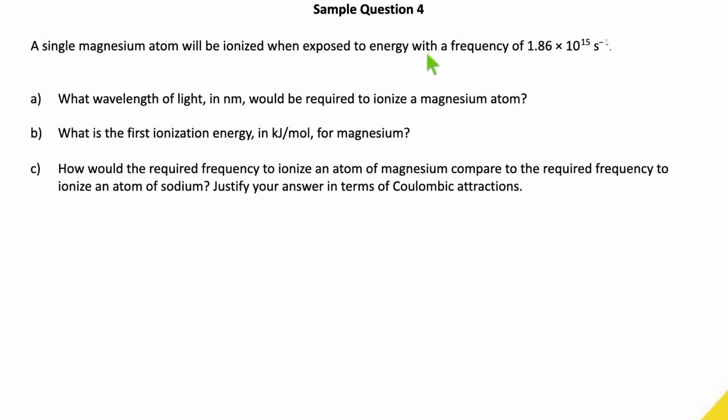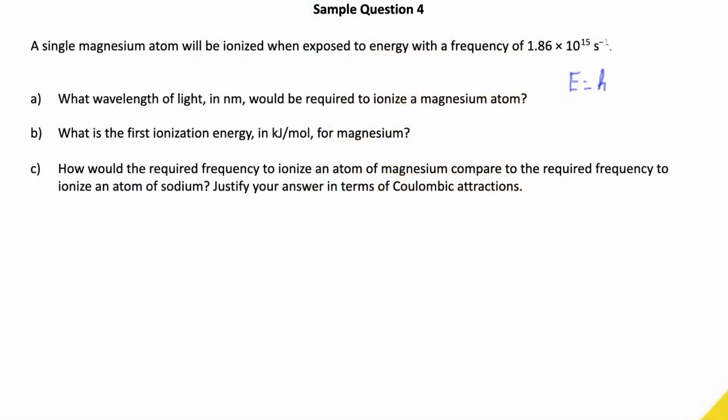A single magnesium atom will be ionized when exposed to energy with a frequency of this. And they ask what is the wavelength of light that would be required to ionize magnesium, what is the first ionization energy, and how would the required frequency of an ionized atom of magnesium compare to the required frequency of an ionized atom of sodium, and justify your answer in terms of Coulombic attraction. So this is one of these things that is covered later in the course. Sometimes it is covered very quickly.